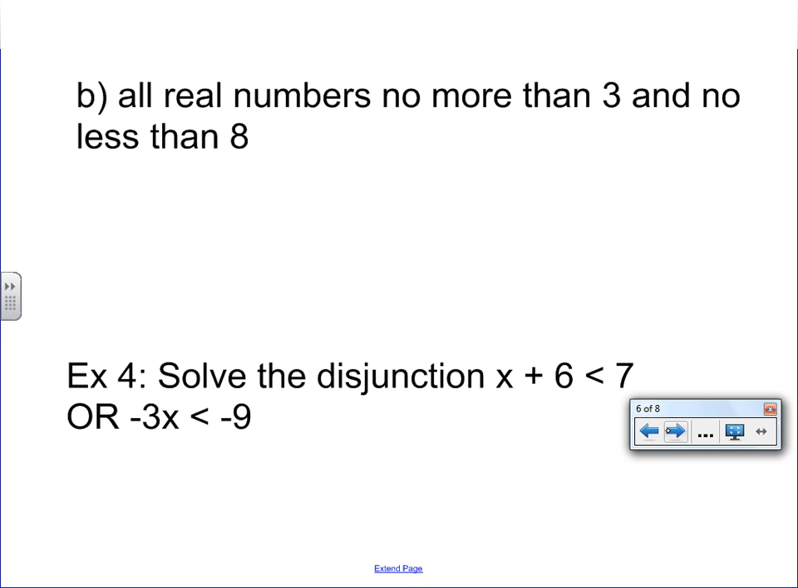All real numbers no more than, what the heck? All no more. We just did that one.